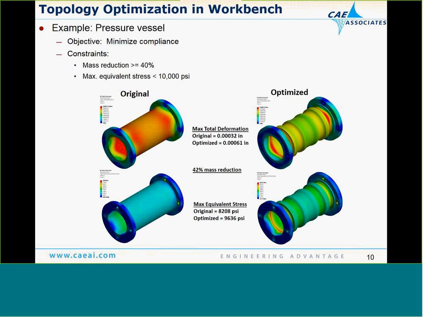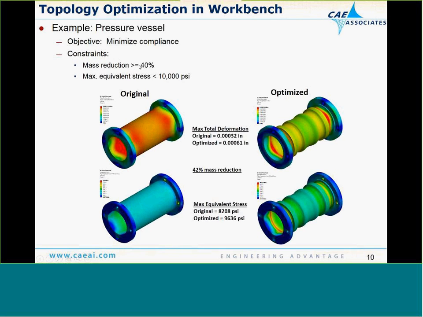So here's an example of a pressure vessel, or really more of a pipe segment. We have an internal pressure on that segment. The original geometry is defined as just a very simple straight pipe on the left. In this case, the objective is to minimize compliance, which maximizes stiffness, with the following two constraints.